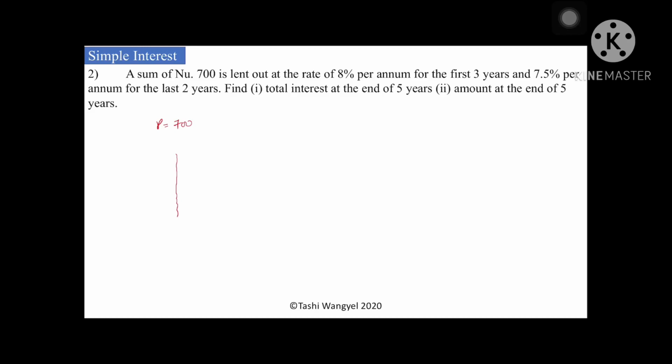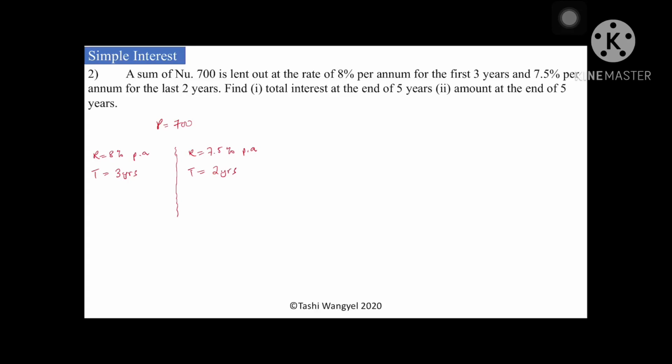The principal 700 is divided into 2 parts. The first part is at an interest rate of 8% per annum for a time of 3 years. The second part is at an interest rate of 7.5% per annum for the last 2 years.